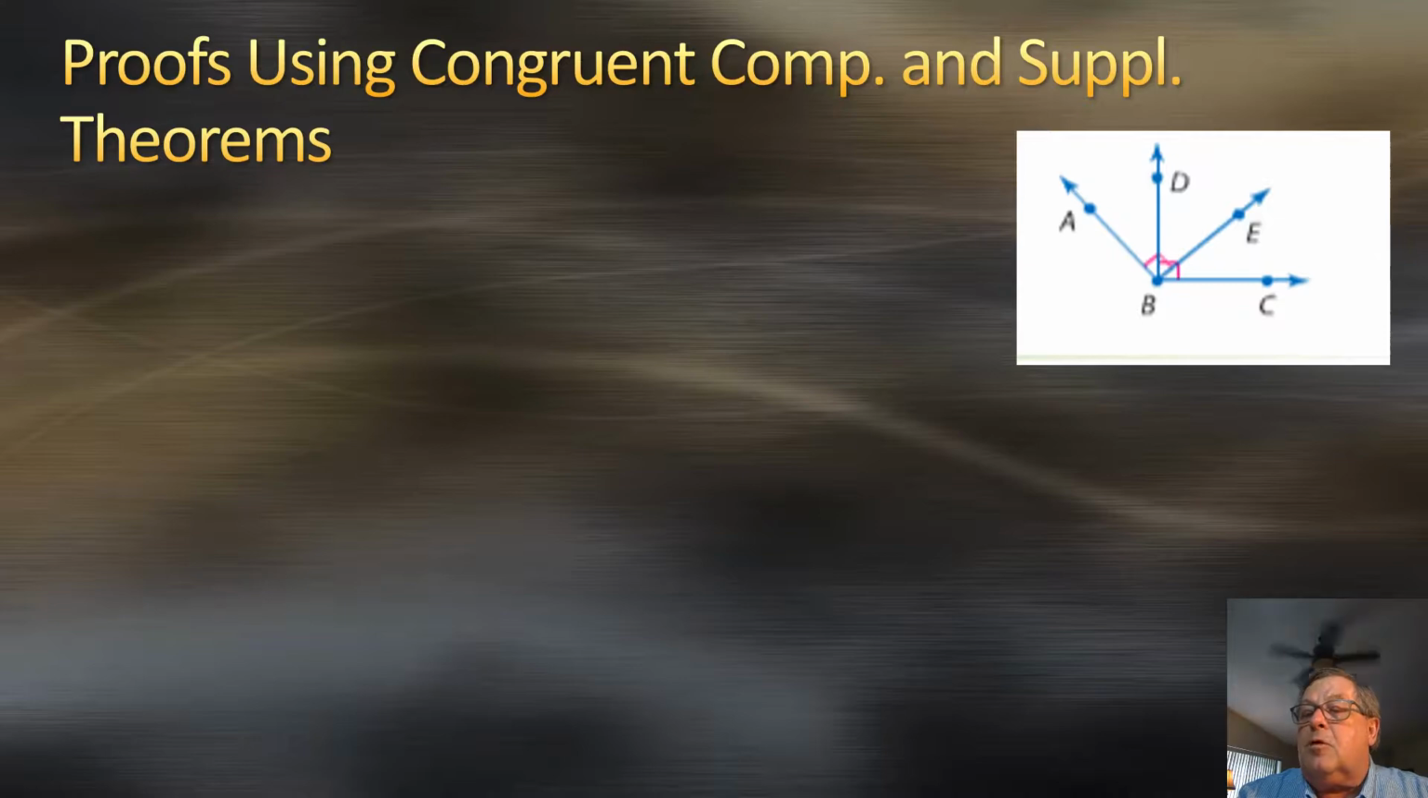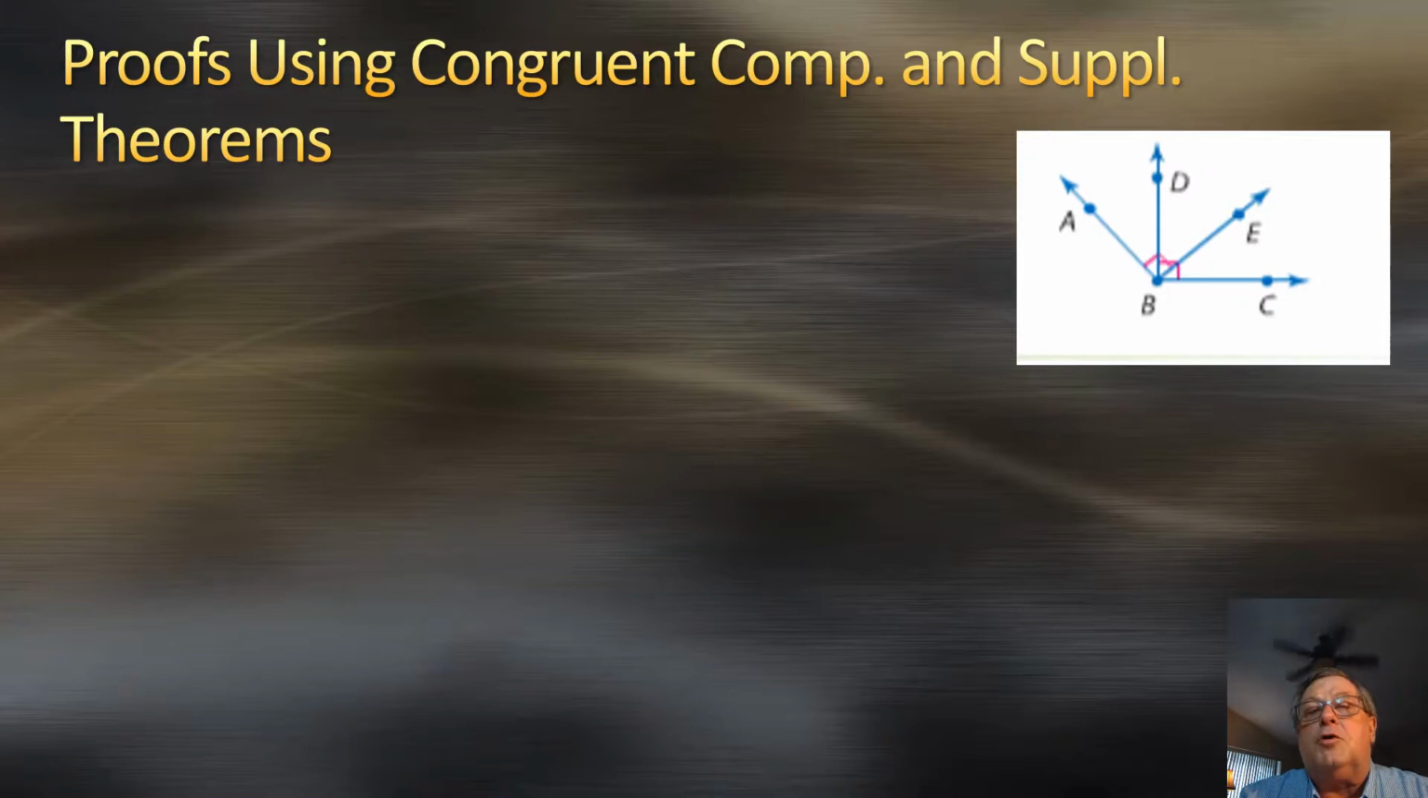And then there's the congruent supplements theorem and the congruent complement theorem. Now, the congruent supplements theorem would say that if the measure of angle 1 plus the measure of angle 2 equals 180 degrees, in other words, those two angles are supplementary, and if the measure of angle 2 and the measure of angle 3 are also supplementary, then the measure of angle 1 and the measure of angle 3 are going to be congruent. In other words, they have a common angle 2.